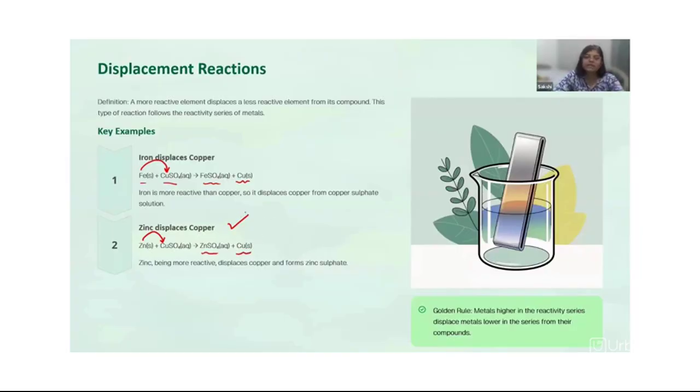So this is a very easy displacement reaction. One element is displacing the other element. The element which is stronger displaces the element that is weak in nature, right?